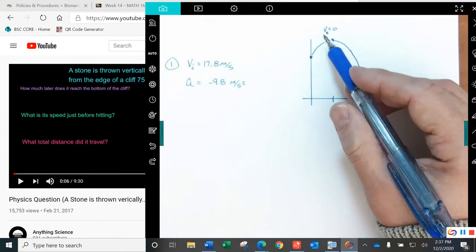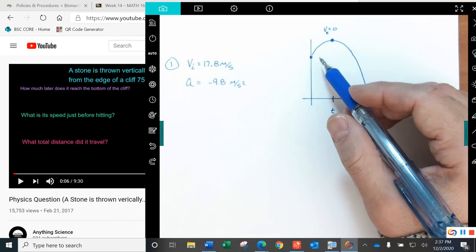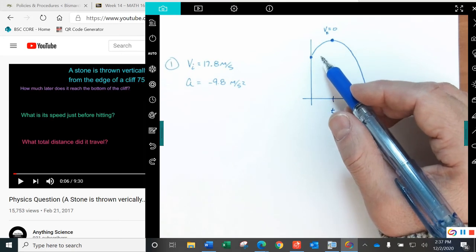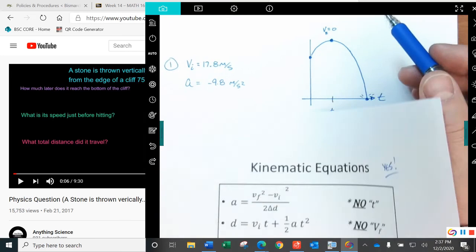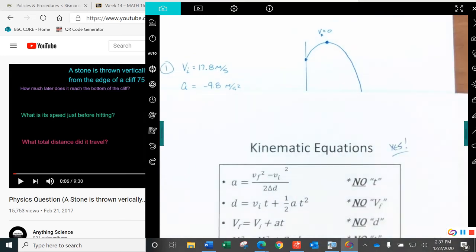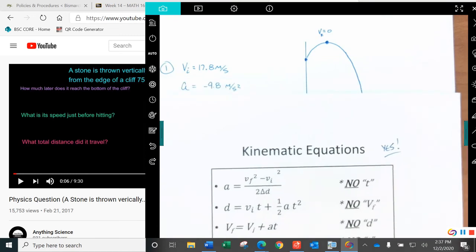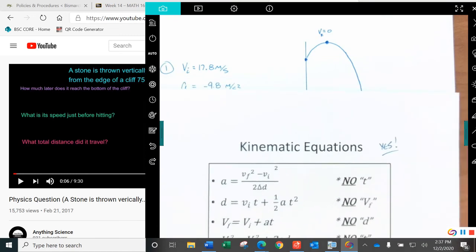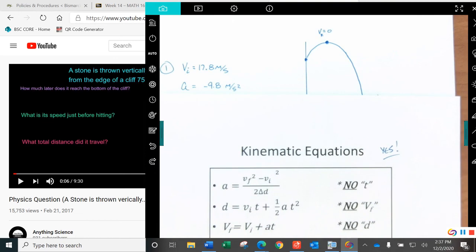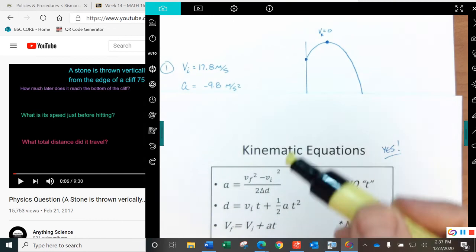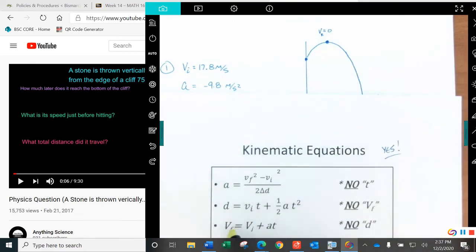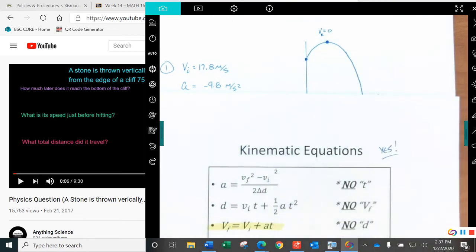There we go. Now we're going to pick an equation that has the information that we're looking for. As we look through our kinematic equations, what do we know? We know acceleration, we know the initial velocity, we're looking for time, we know the final velocity. Here we go, this is what we're looking for right here. We have all that information. So we're going to find t. So let's go ahead and do that.